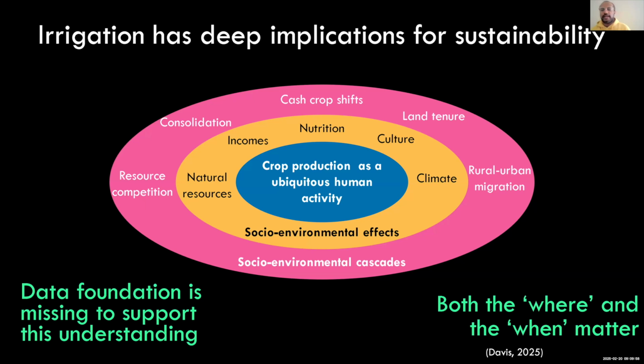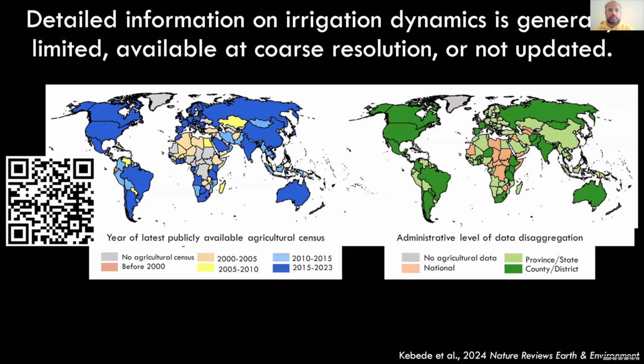So we need to understand the spatial distribution of irrigation. The information, not only where is irrigated, but also when it is irrigated and how much irrigated area in those specific periods, is very important to comprehensively understand this relationship. However, such detailed information on irrigation dynamics is generally limited.